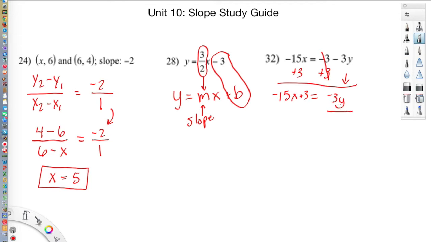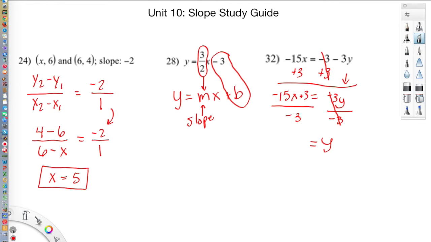I have to do the inverse operation. What's happening to y? I'm multiplying it by negative 3. What's the inverse of that? I have to divide by negative 3. And what I do to one side of the equation, I must do to the other. That cancels out our negative 3, so I finally have y isolated all by itself, but I still need to divide through on the other side of the equation.